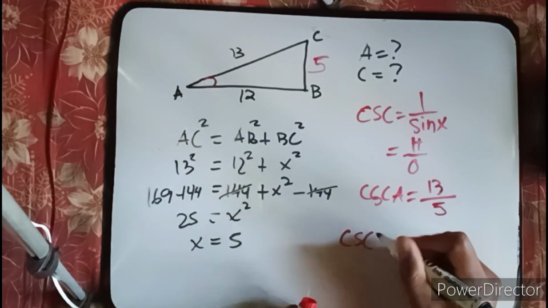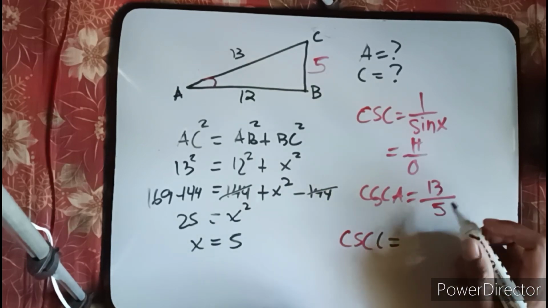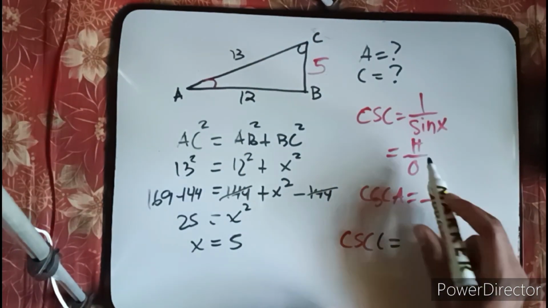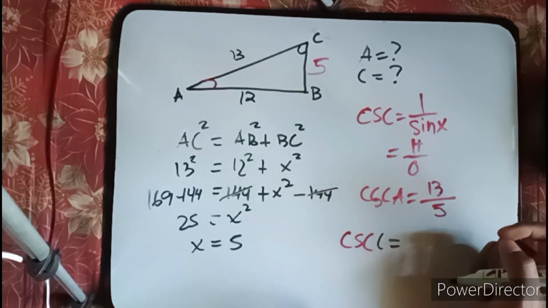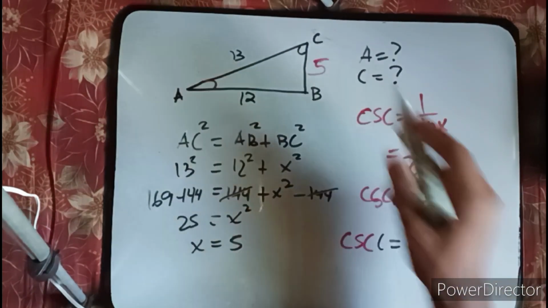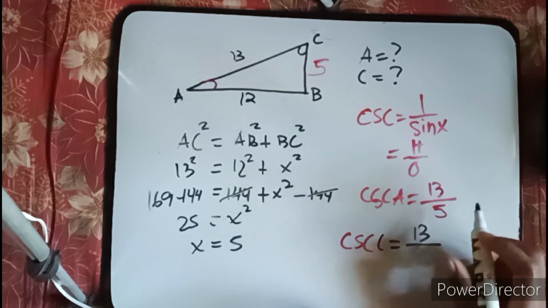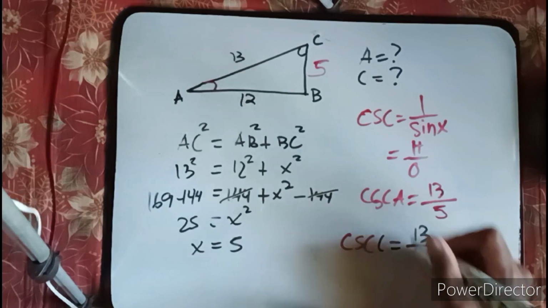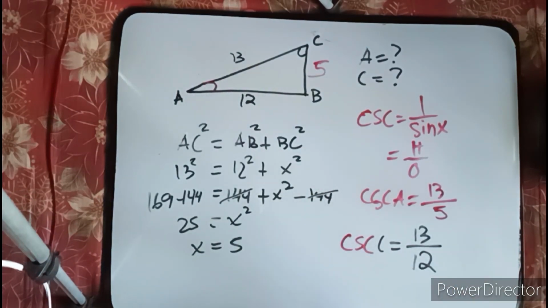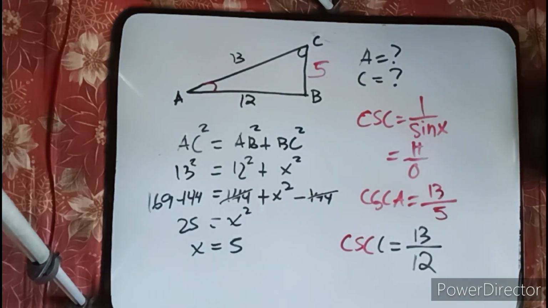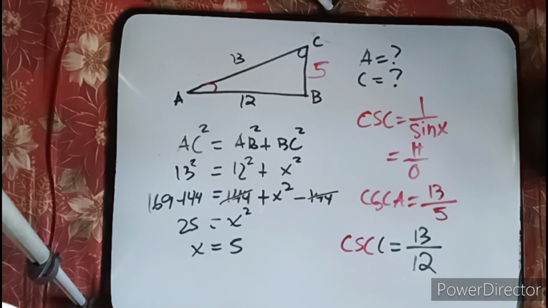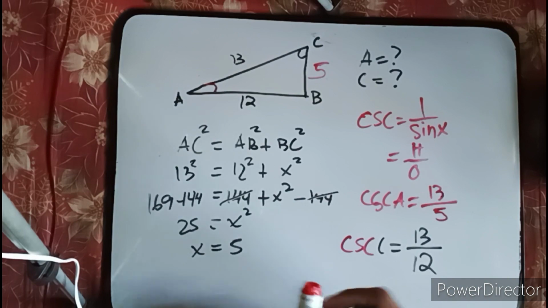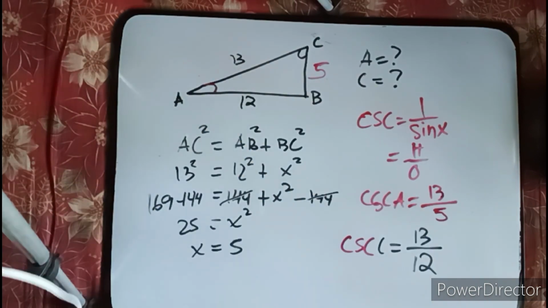Cosecant C is also hypotenuse over opposite. The hypotenuse is also 13, and the opposite is 12. So that's how to find the cosecant of angles A and C given this right triangle.